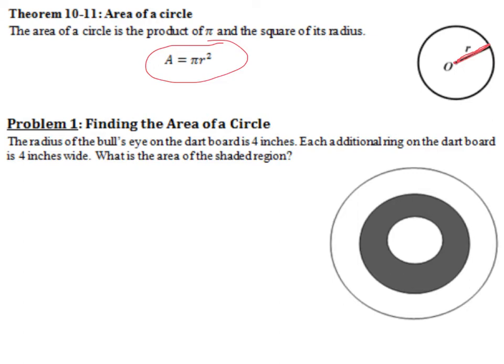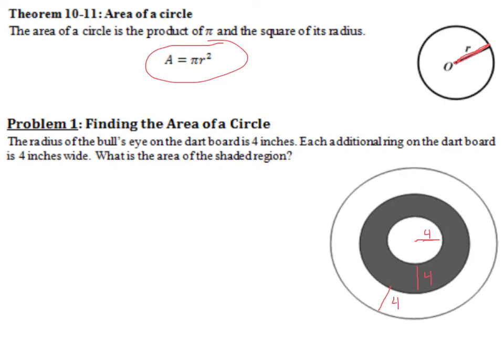So find the area of the circle. If the radius of the bullseye on the dartboard is 4 inches, so the bullseye, just this part right here, is 4. Each additional ring on the dartboard is also 4 inches wide, so this is going to be 4 and this will be 4. In every standard dartboard, the length in between each section is always the same. So I have to find the area of the shaded region.